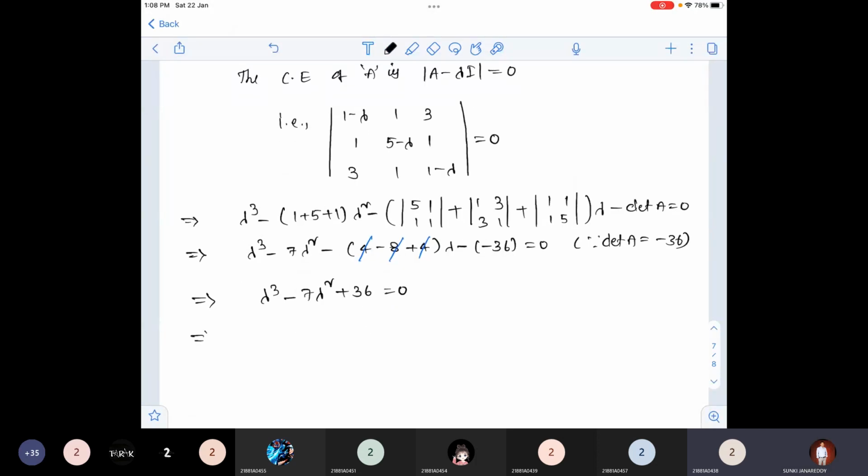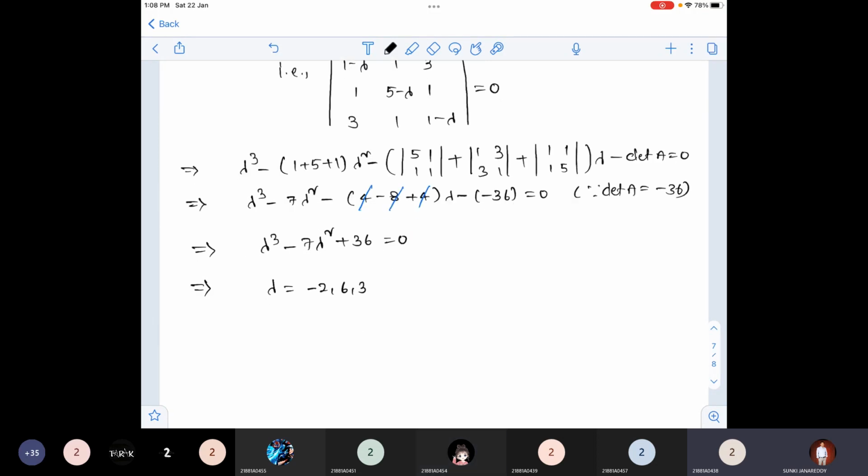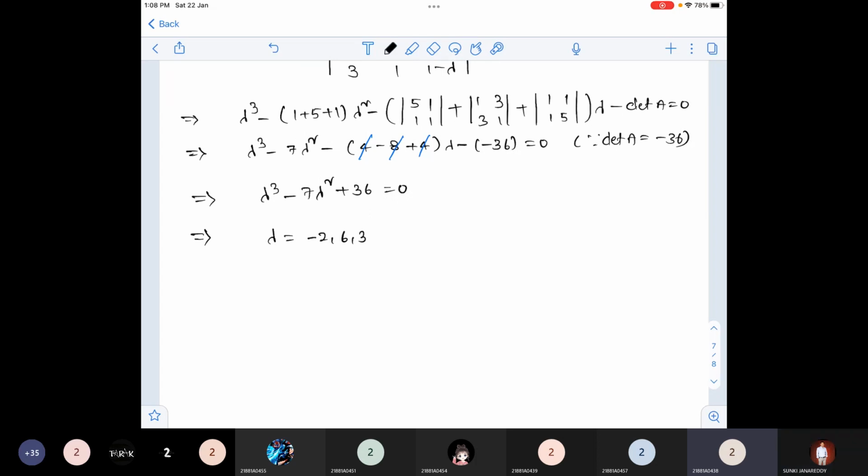For this, what are the eigenvalues, Nana? Minus 2, 6, 3. The same example we already did in diagonalization. We did the same problem. Therefore the eigenvalues of capital A are minus 2, 6, 3.